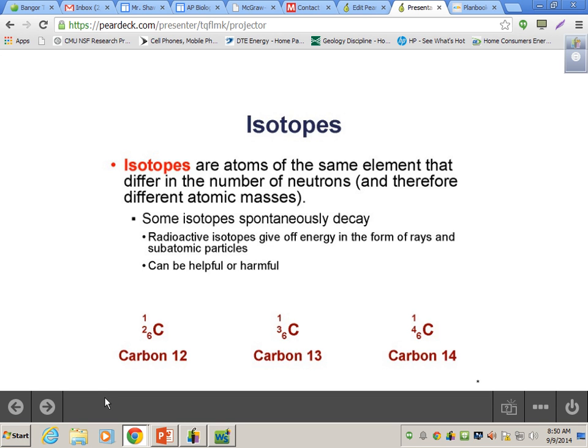So carbon has 3 basic isotopes: 12, 13, and 14. If you were to ask me, not your chemistry teacher, which of these is not an isotope, what would I tell you? The first one, right? Carbon 12. That's a very stable carbon atom, and these other 2 would be the ones that we refer to as isotopes.